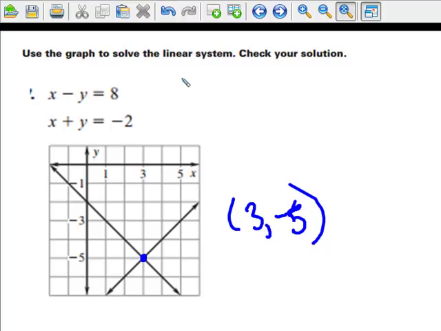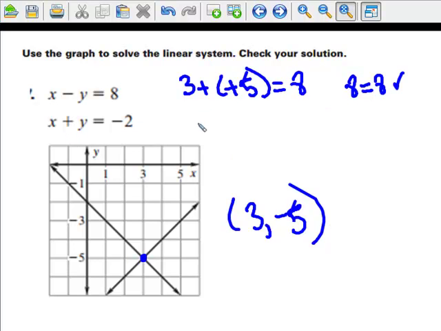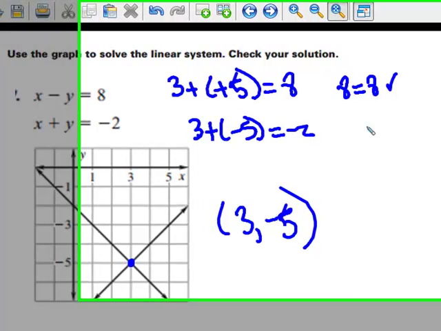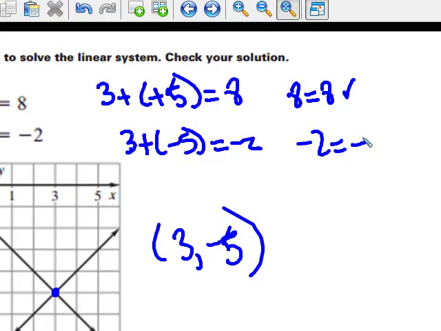If I check it here, I have 3 subtract -5, which should equal 8, and it does because you have to add the opposite. So 8 equals 8, that checks. And then down here, 3 plus -5 should equal -2, and it does. So that's how you will look at it, tell what the point is where they intersect, and then check it.